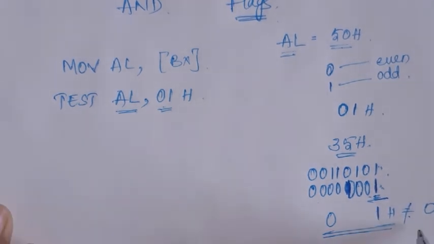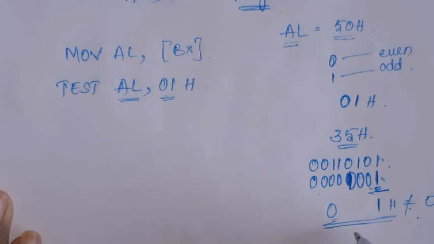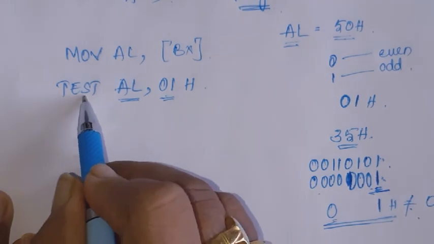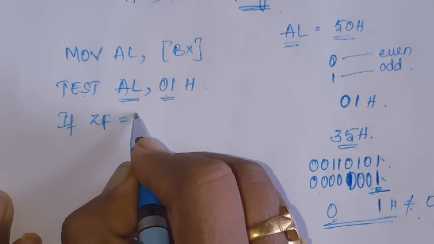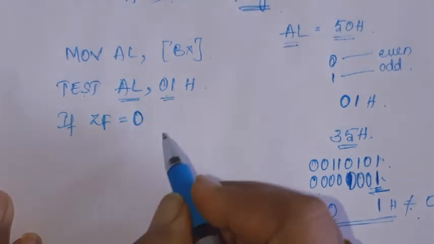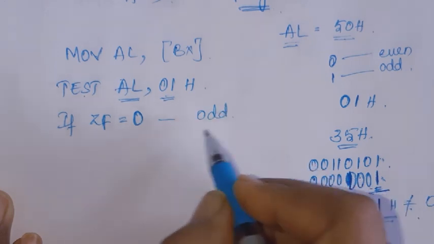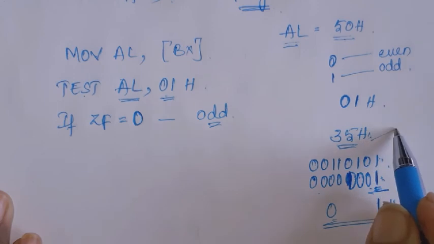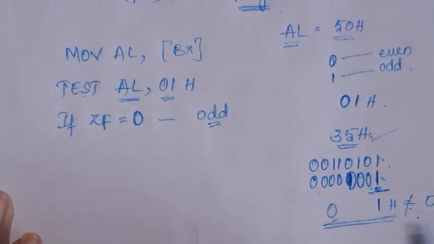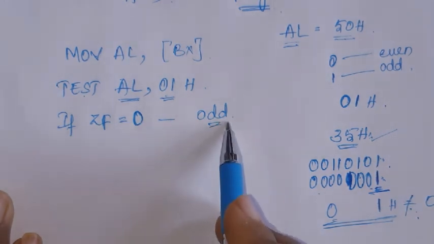So the zero flag will not be set. If the result is 0, the zero flag will be equal to 1. If the result is not 0, then the zero flag will be 0. So after this, I will check if the zero flag is equal to 0, that means the number is odd, isn't it? Because 35 is an odd number. So the zero flag will not be set, it is equal to 0. That means this number is odd.